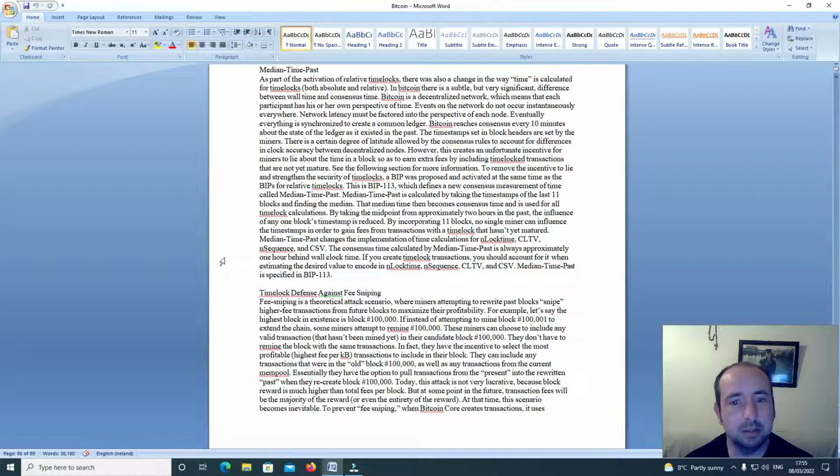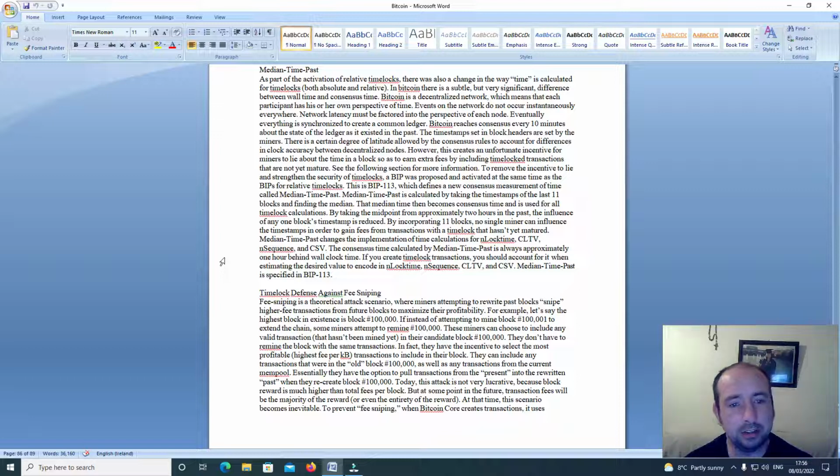Network latency must be factored into the perspective of each node. Eventually, everything is synchronized to create a common ledger. Bitcoin reaches consensus every 10 minutes about the state of the ledger as it existed in the past. The timestamps set in block headers are set by the miners.